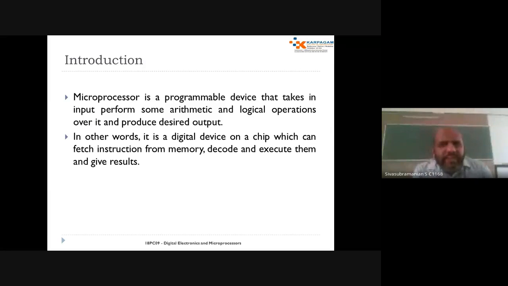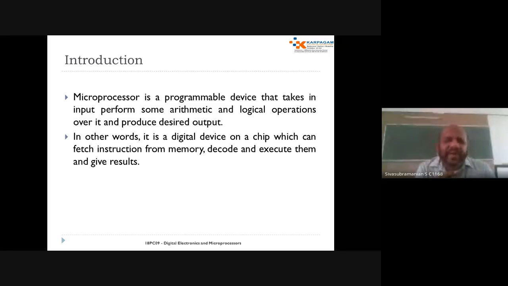Coming into the introduction part, we are going to speak about this microprocessor, what it is all about, right? So this microprocessor is basically a programmable device. What it does is it takes some input from the input devices, and it performs only arithmetic and logic operations over the input that it has taken from the IO devices, and it will give you an output. That output is again going to be binary. Input is binary, output is binary.